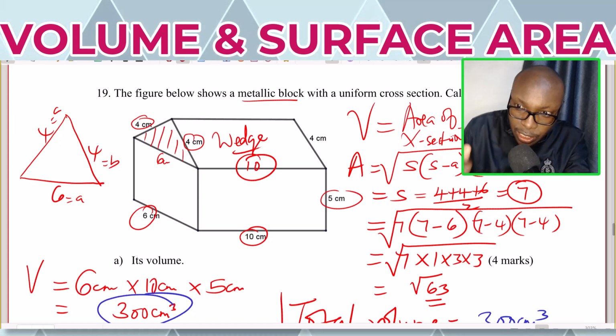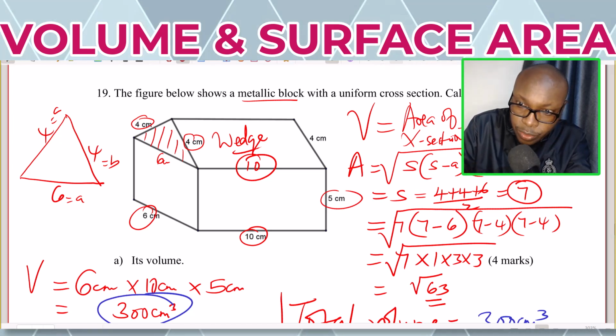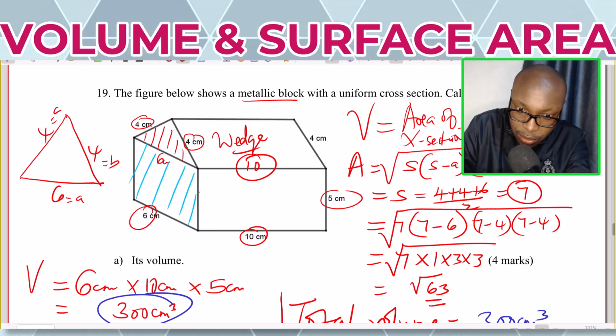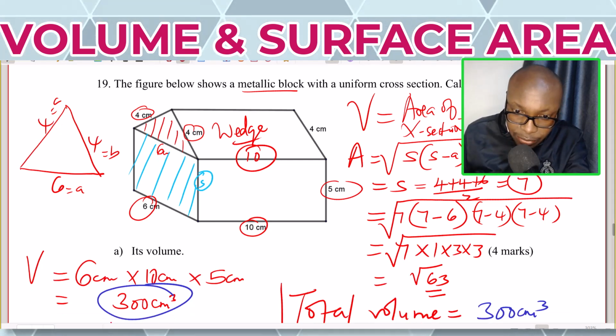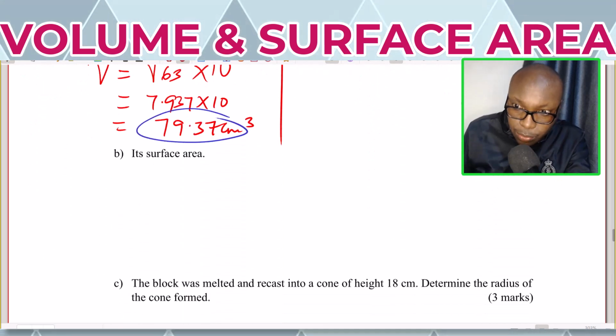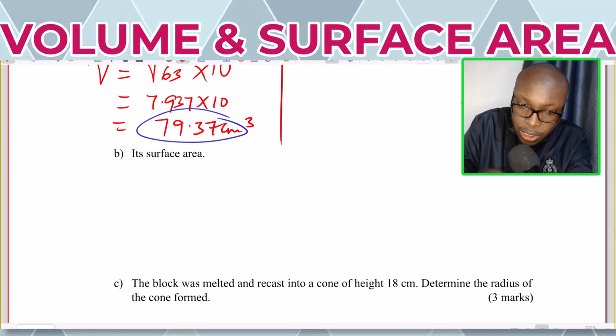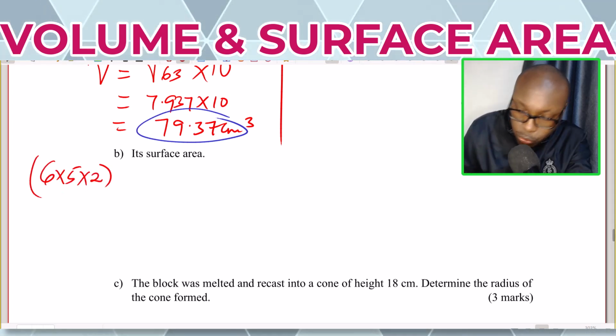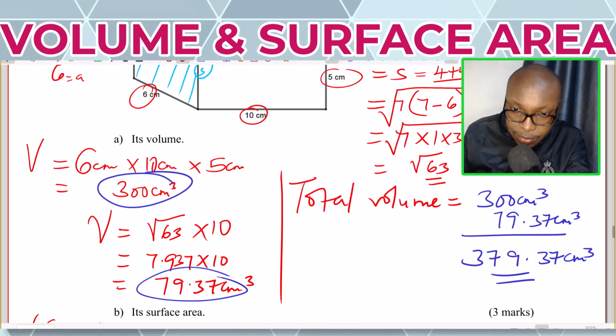So I'll start with this face here. The area of that face is 6 multiplied by 5. So 6 multiplied by 5, and then multiply by 2, because we have the other face on the other side.